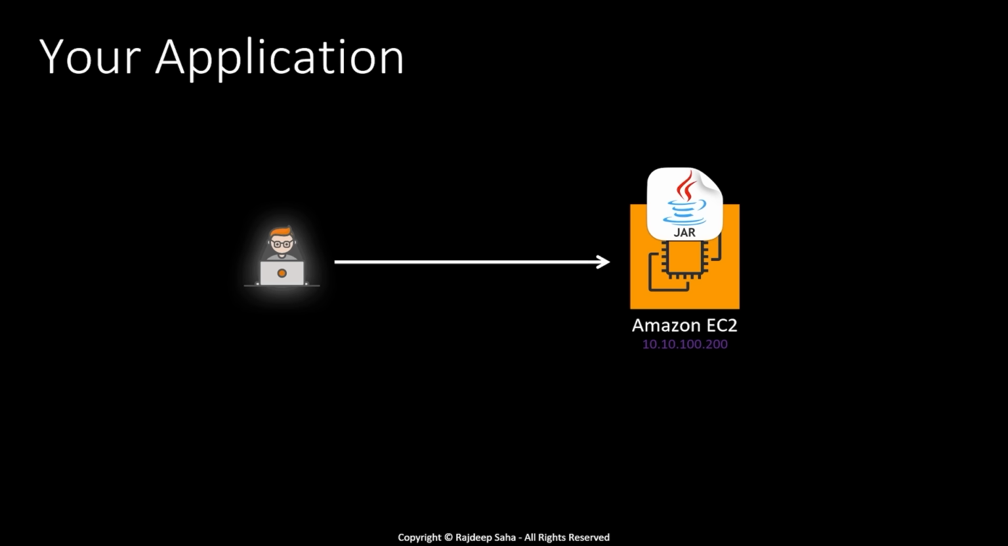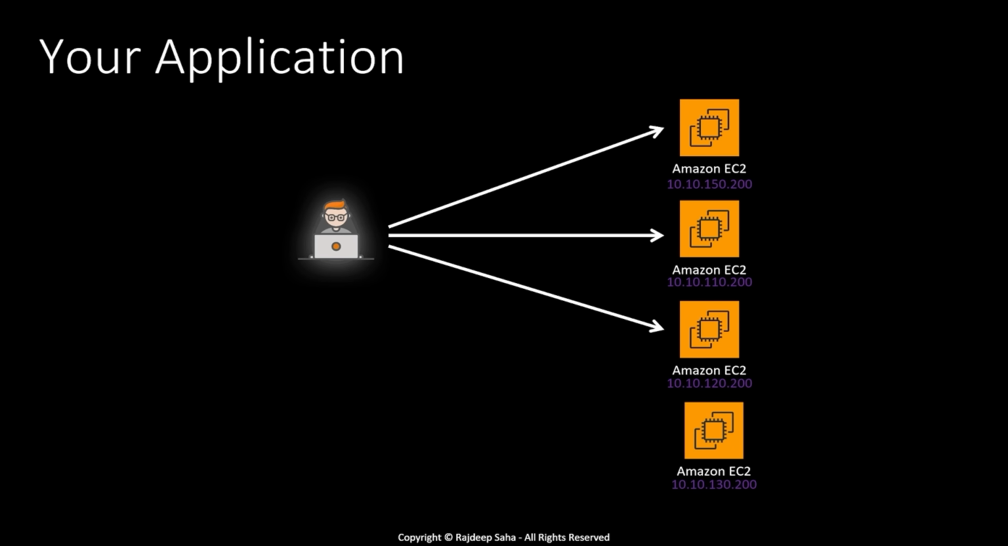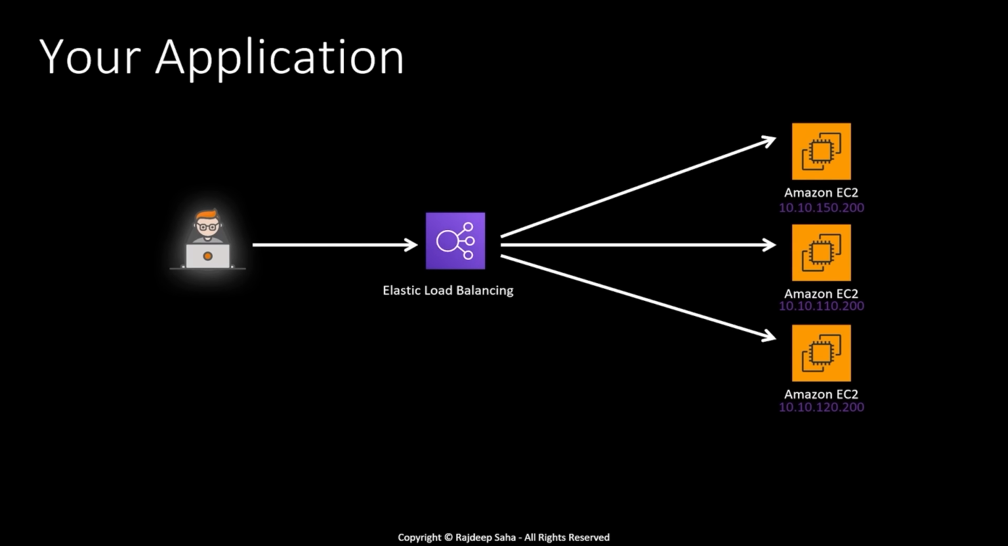What if this Amazon EC2 goes down and another new Amazon EC2 comes up in its place with another new IP address? How will you discover that new IP address? Also, what if this application scales and now instead of one Amazon EC2, you have 3 Amazon EC2s? What if it scales further up and more EC2s keep getting added? How will you discover those EC2s as well as invoke the application and ensure that the traffic is balanced between all these EC2s? That's where load balancer comes into play.